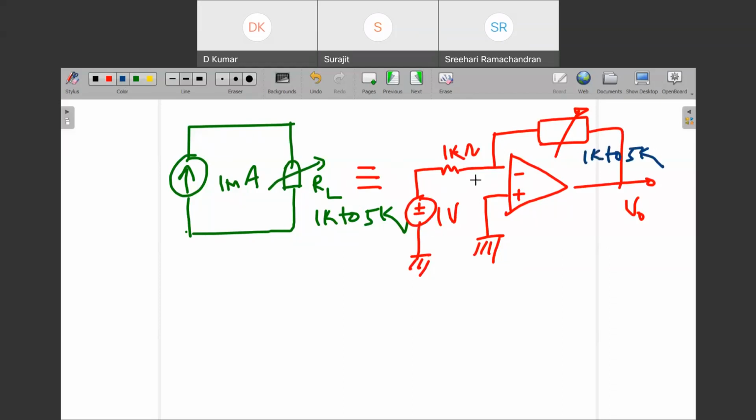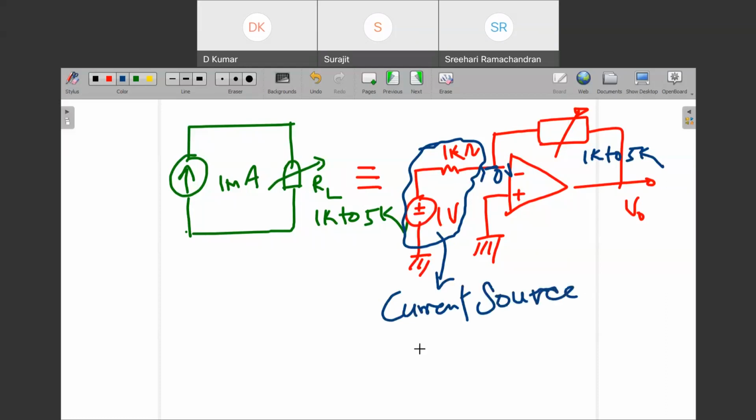So guys, can you accept this is a current source? Yes. How? Because there is a 0 volt at the input terminal, the current flowing through this is 1 milliampere, right? And whether you change 1K to 5K, this is a current source, right? Okay. If you are connecting like this, practically, will this realization be stable or not, sir?